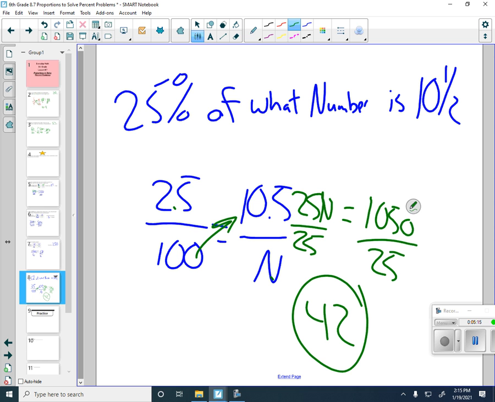25% of what number is 10 and a half? 42 would make the most sense, because if you do 10 and a half times 4, it would equal 42.